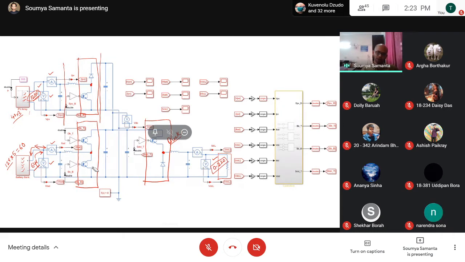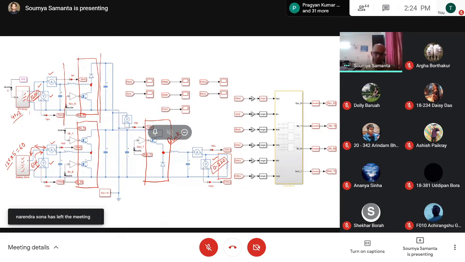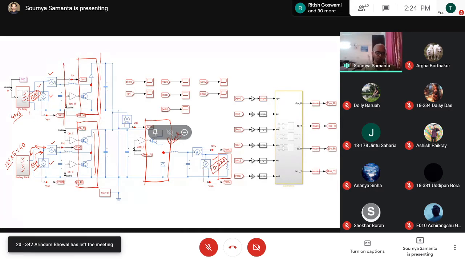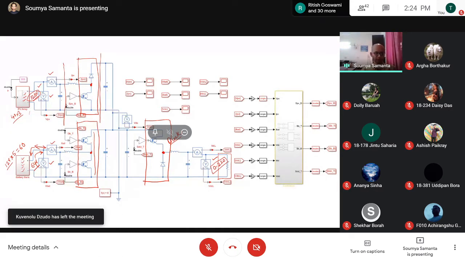Otherwise, what will happen? If they are turned on simultaneously at a time, then this will be a dead short. The moment it gets dead short, this whole device will be damaged. So we have to take care of these things practically also. So there should not be any dead short. Fine.